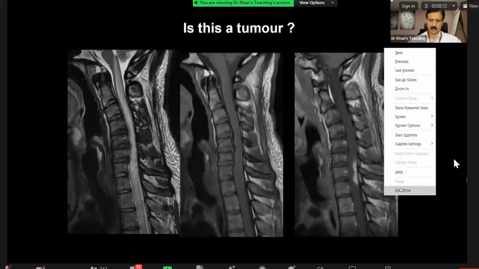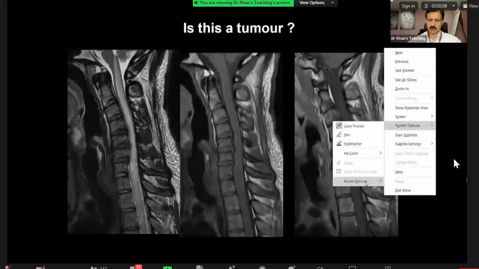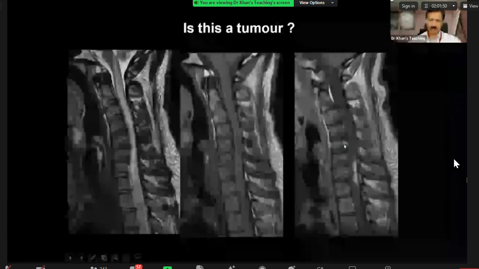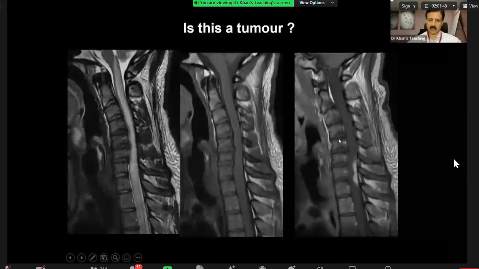Let me change my mouse to pointer mode to be able to point more. Now, if you see here, this is enhancing, right? We'll come back to this. Now, look at this thing, enhancing, this thing, enhancing. Hint, think brain. What do you think is enhancing?